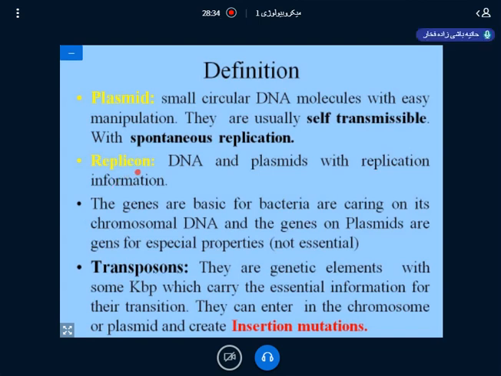What is replicon? DNA or plasmid replication information, we call replicon. The genes basic for bacteria are carried on the chromosomal DNA, and the plasmid genes are for special purpose. Please pay attention, special, not essential. It's like this.